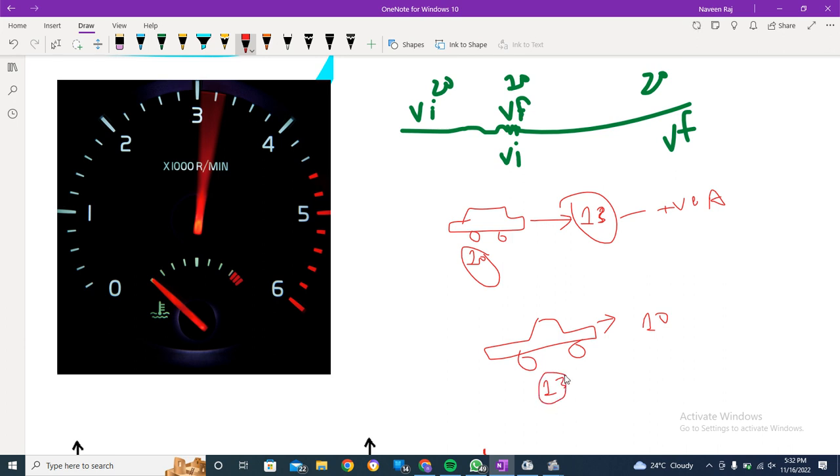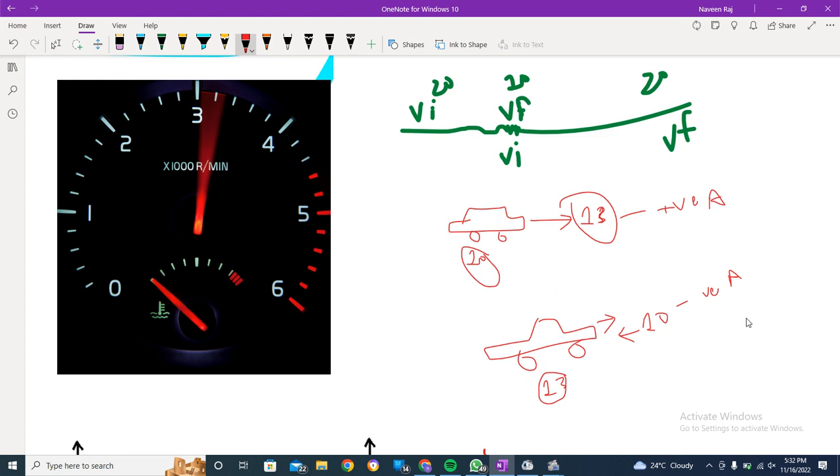Now the acceleration direction is toward this negative direction. This is negative acceleration because the direction is changed. This is the second factor, and both can also apply, like the magnitude and direction of the velocity can change, and that will cause the acceleration.